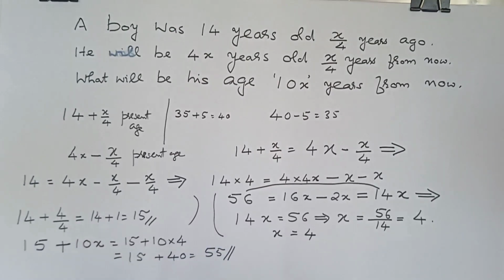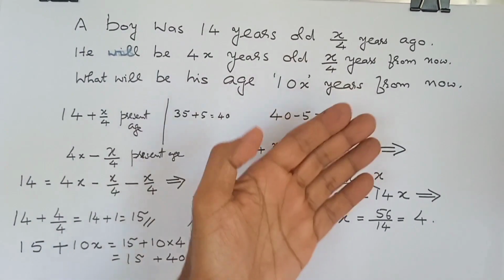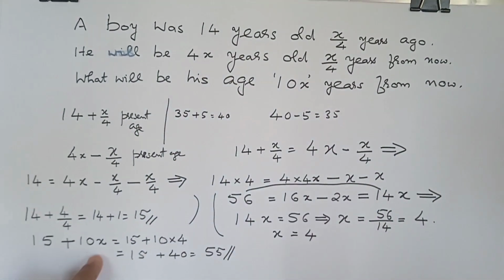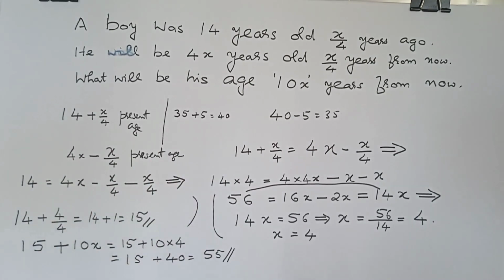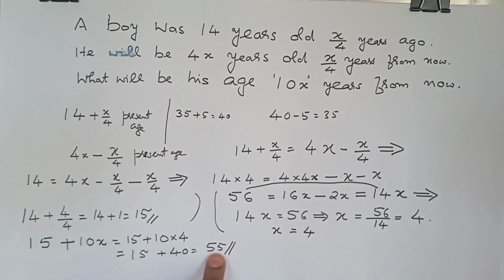So this is the age of the boy 10x years from now. 10x is actually, what does that mean? 10x is equal to 10 into 4. So what they meant was 40 years from now. Present age 15, 40 years from now, the boy's age will be 55.